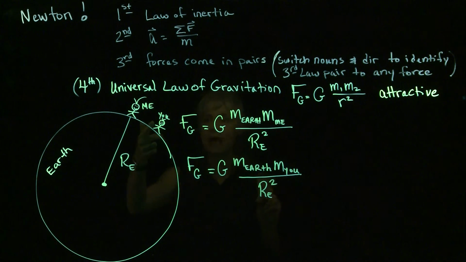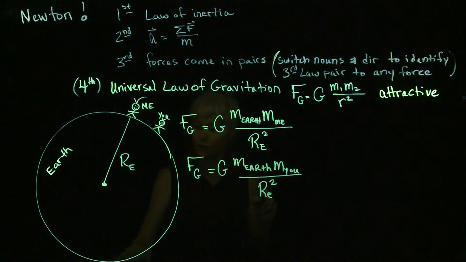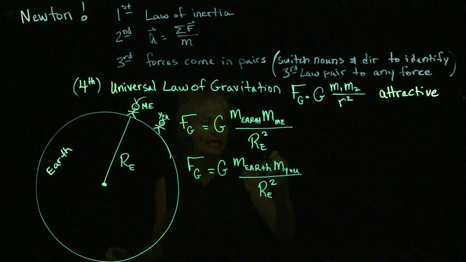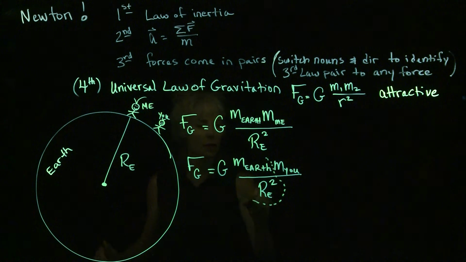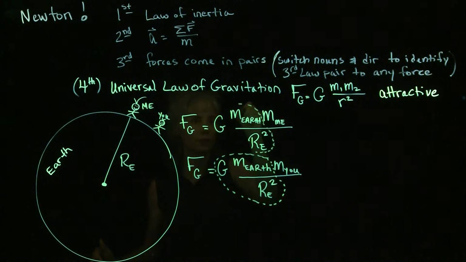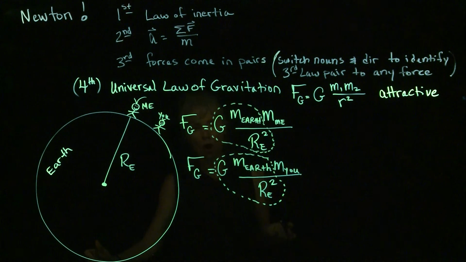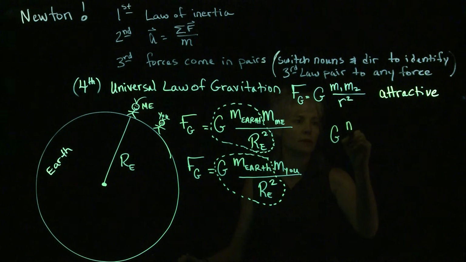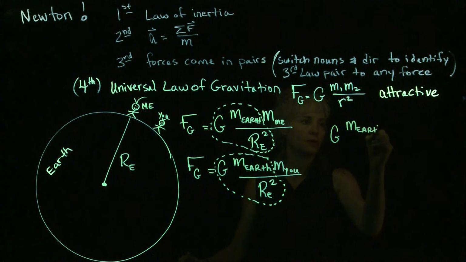And actually, it doesn't matter what object we're considering near the surface of the Earth. If we're trying to find the Earth's pull on that object, notice that these quantities right here are going to be the same for all objects on the surface of the Earth's interaction with the Earth's gravitational field. Those are all going to be the same. So that collection of constants, let's look at it a little bit more closely. So we've got big G, the mass of the Earth, divided by the radius of the Earth squared.